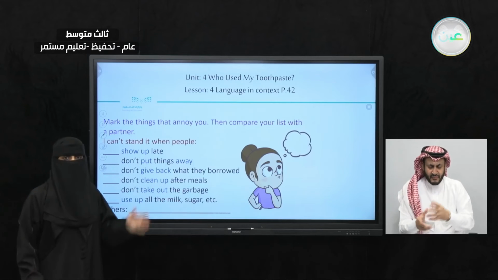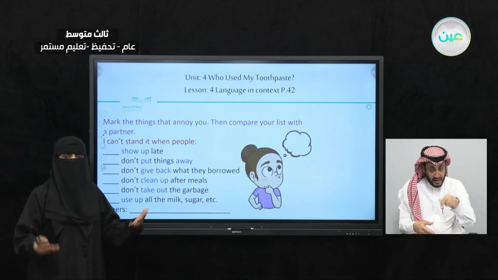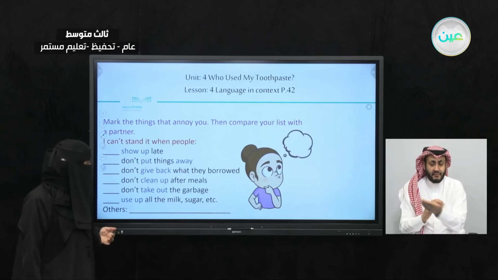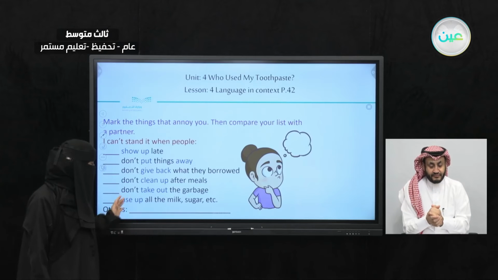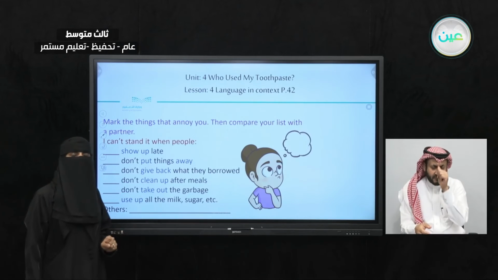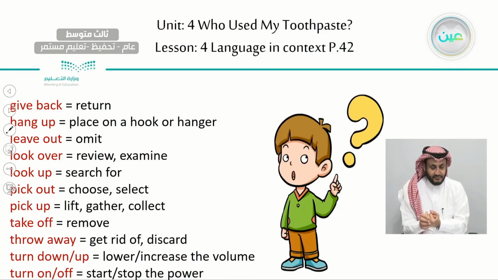Think about it. Put a tick on the things you think bother you. Compare your answers with a partner, your friend. And then let's think about other things that can bother us, okay? Now, here I have a list of two-word verbs. We can use it to tell each other what else bothers us, okay?